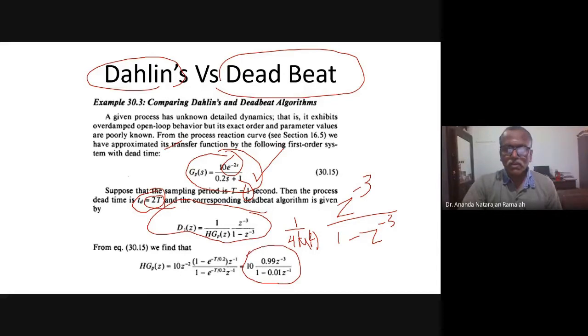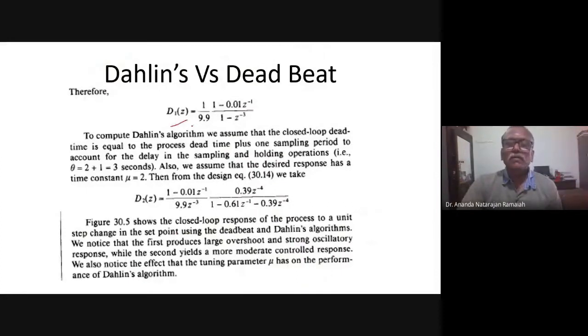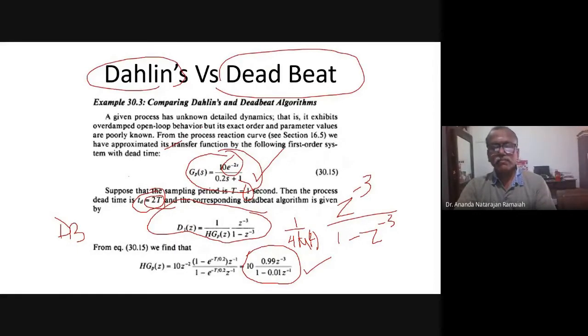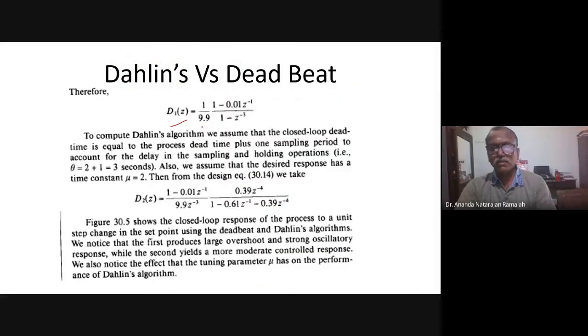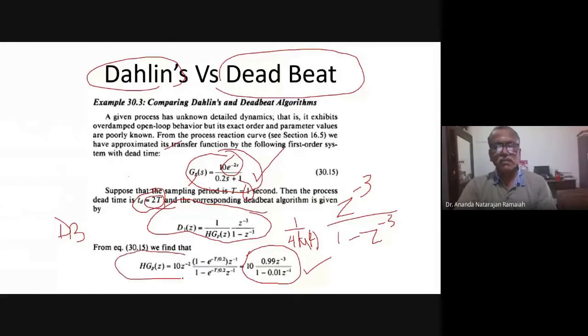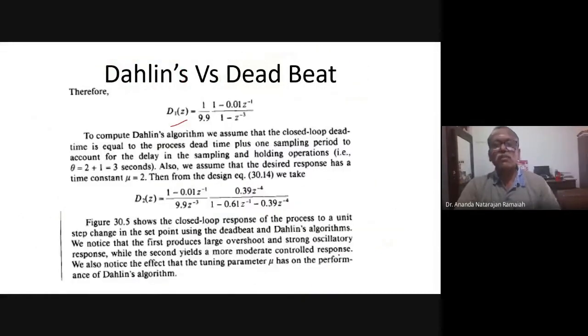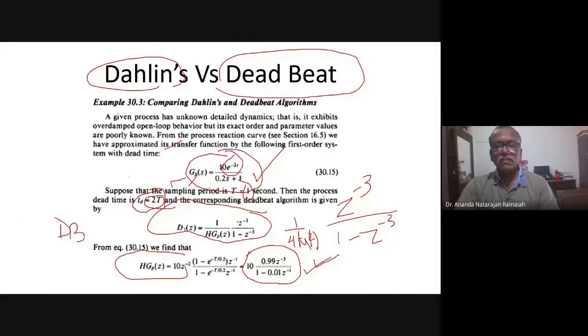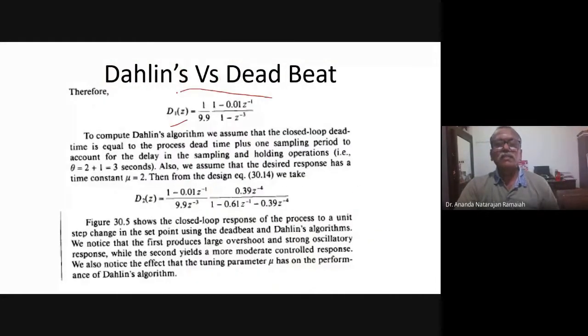So if you do like that, for this system, this is the controller: 0.99 Z power minus 3 upon 1 minus 0.01 Z power minus 1. This is the deadbeat controller. We are going to compare deadbeat and Dahlin's. So for that, we designed a deadbeat. If you further simplify, this is HGP of Z. Then if you substitute the HGP of Z in this, you will get this.